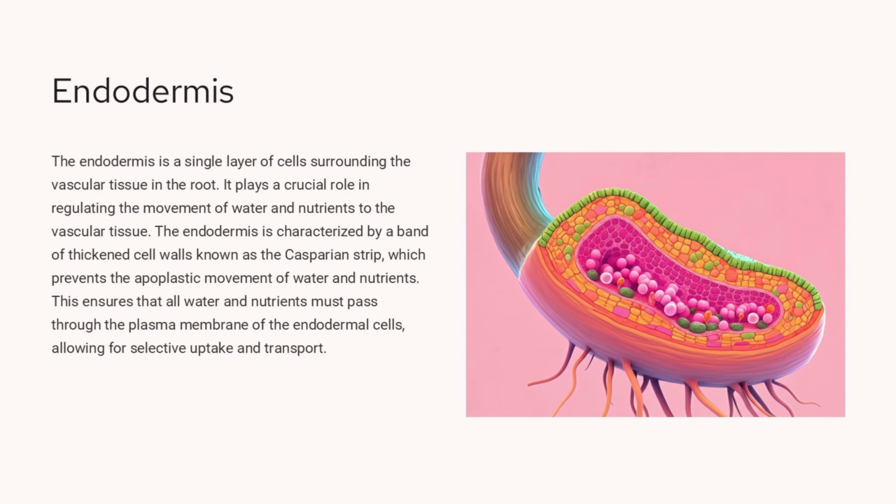The endodermis is a single layer of cells surrounding the vascular tissue in the root. It plays a crucial role in regulating the movement of water and nutrients to the vascular tissue. The endodermis has a band of thickened cell walls called the Casparian strip. The Casparian strip prevents the apoplastic movement of water and nutrients. This ensures all water and nutrients must pass through the plasma membrane of the endodermal cells. This allows the endodermis to selectively uptake and transport water and nutrients.